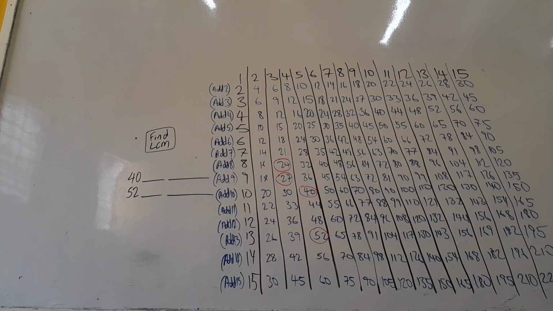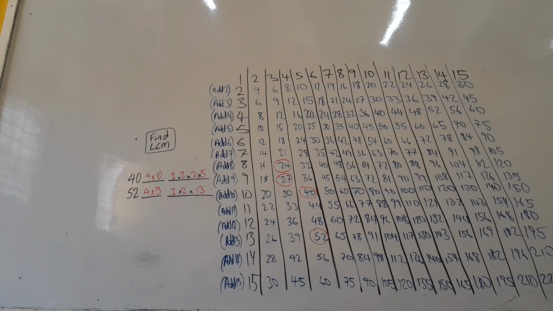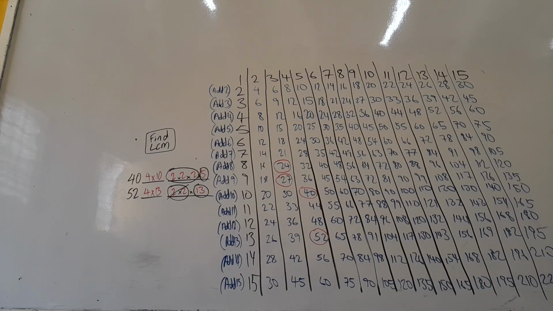Okay, so this time it's going to be 40 and 52. So let's see. All right, so what do we do from here? Three 2's is bigger than two 2's, so let's eliminate the smaller one. And then we have the highest number of 5's and 13. So we can put all of that together.